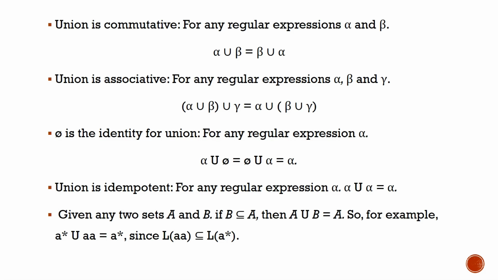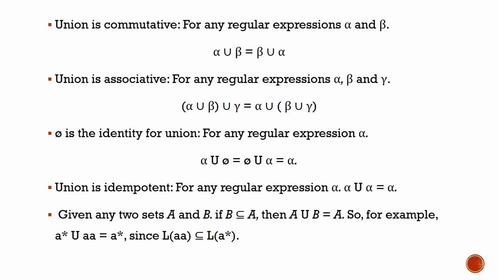If you have two regular expressions, alpha and beta, then the union of these two expressions, alpha union beta, is equivalent to beta union alpha. That will be your commutative law. That is, union is commutative.